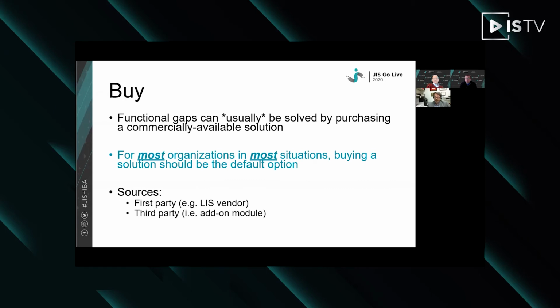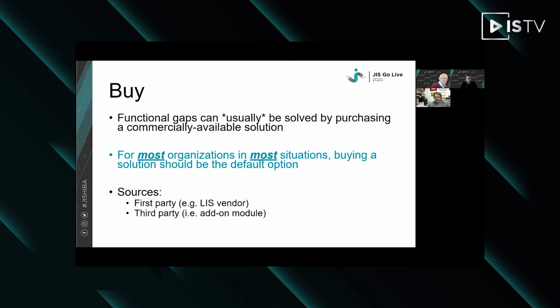I think this should be pretty familiar with people. If you've ever had to pay for software, I think you know what I'm talking about. Most functional gaps in an LIS can usually be solved by purchasing a commercially available solution. And this is one of the major take-home points of this talk: for most organizations in most situations, buying a solution should be the default option. You should deviate from this option only under very specific circumstances, and you should really make sure you know what you're getting into before you do something other than buy a solution.